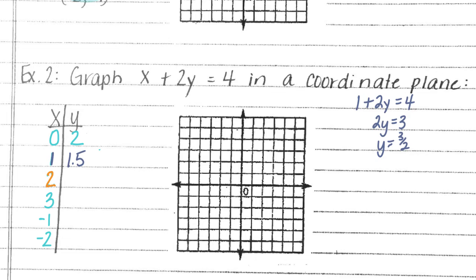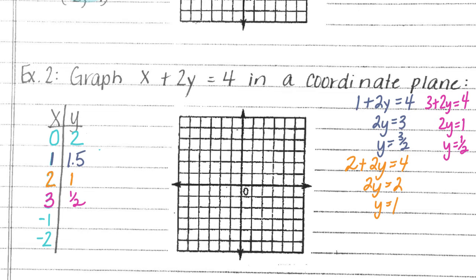What about if x is 2? 2 plus 2y equals 4. 2y equals 2, y would equal 1. Are we seeing a pattern yet? What about 3? 3 plus 2y equals 4. 2y equals 1, y equals 1/2. Isn't it kind of going down? It is. So let's graph these. I'm going to graph them all in purple.